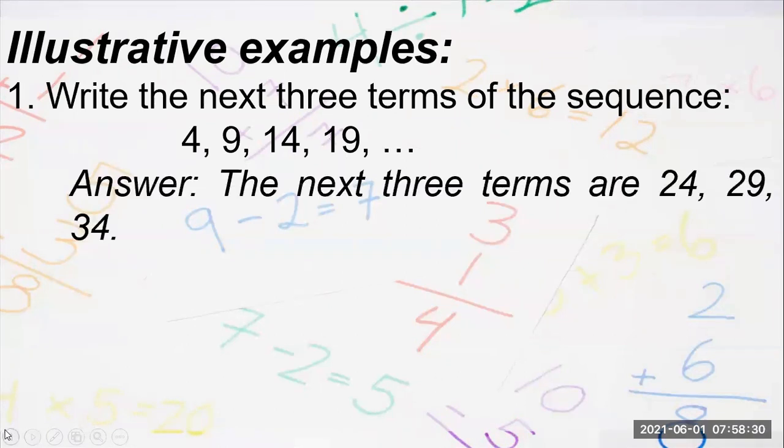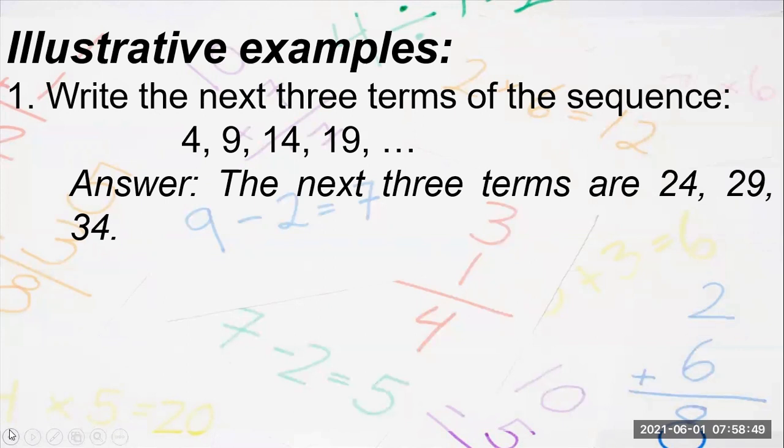So we can observe that to obtain the next term, 5 is added to the sequence. So for example, we have here 4 and 9. So paano nga ba na nakuha yung 9? So simply nag-add ng 5 dun sa 4. So we have 4 plus 5, we have 9.